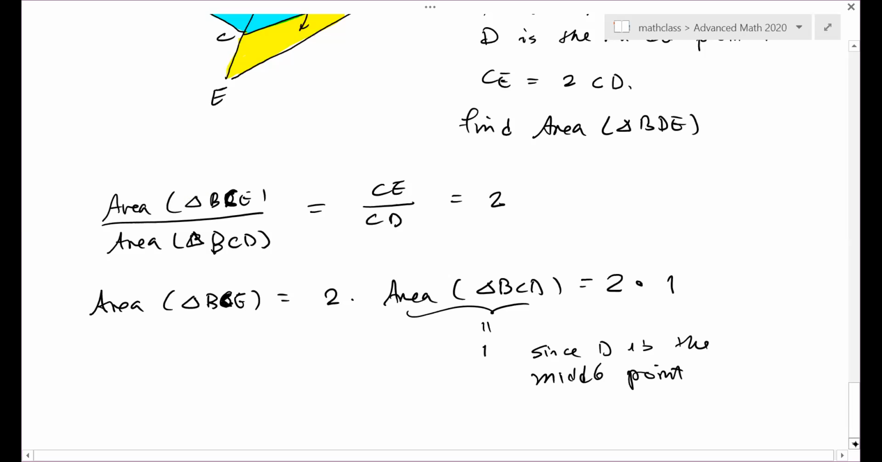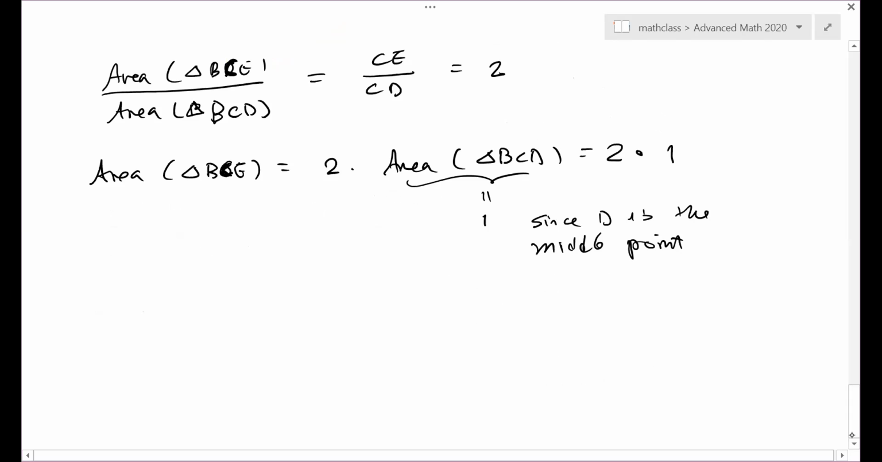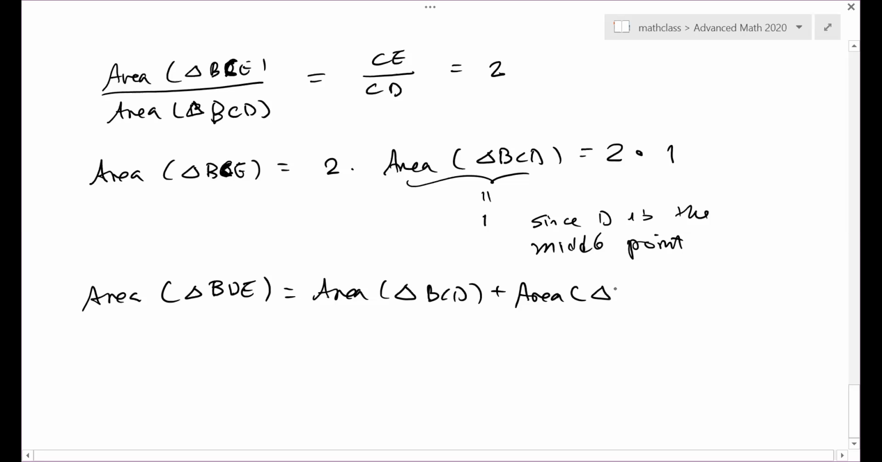I skip that part while it's here, right? Then you add them together. The triangle BDE is going to be the sum of these two areas, the triangle BCD plus the area of the triangle BCE. So it's going to be 1 plus 2, which should be 3. Okay, 3 is the correct answer.